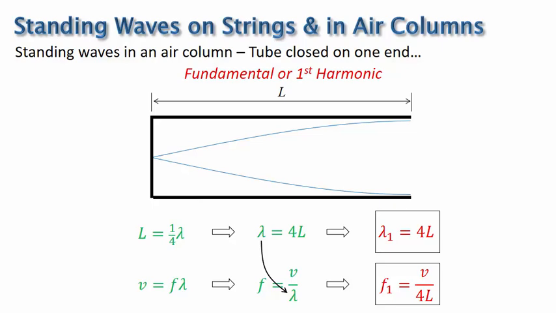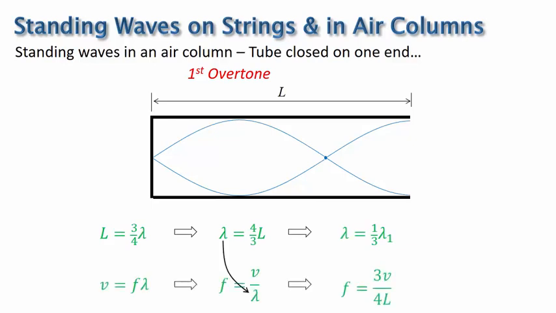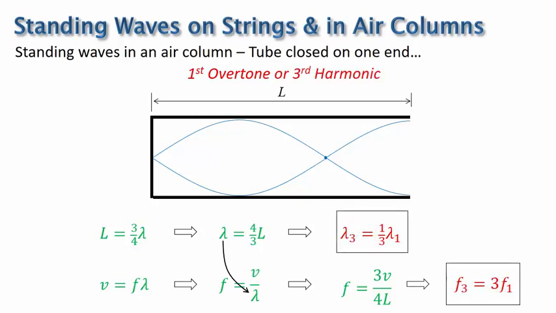Now let's look at the first overtone. There are 3/4 of a wavelength in the length of the tube, so a wavelength is 4/3 L, and that is 1/3 of the fundamental wavelength. And the frequency comes out to be 3V over 4L, which is 3 times the fundamental frequency. So now the first overtone is actually the third harmonic. And so the second harmonic frequency, which is 2 times the fundamental frequency, doesn't produce a standing wave and is therefore not one of the resonant frequencies.